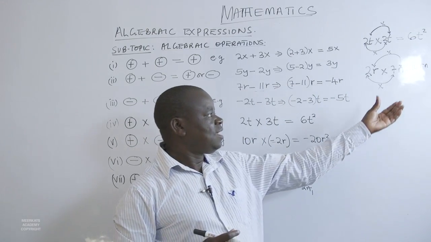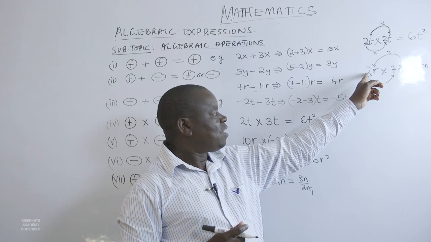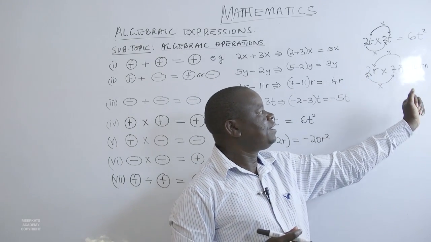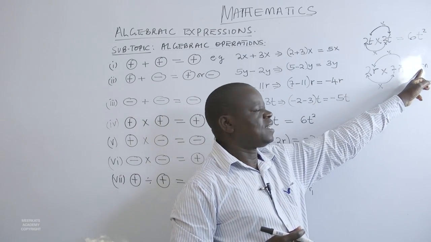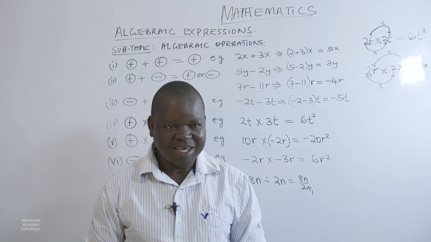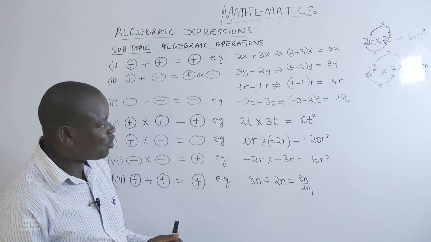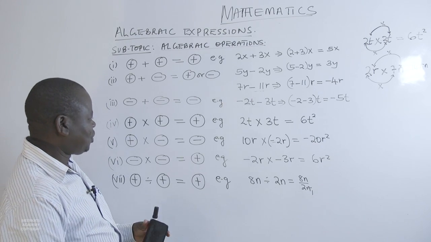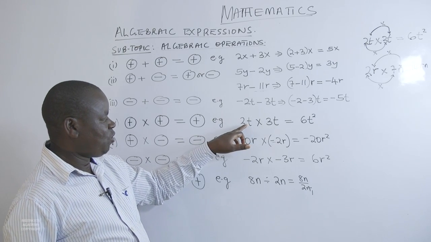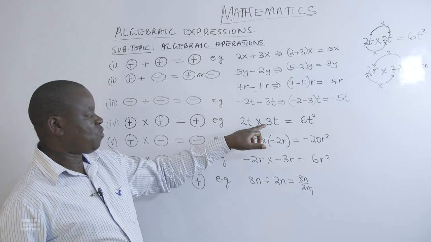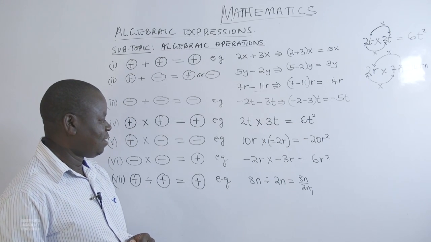So you can see that we have multiplied the coefficients first to get 14, and then multiply the pronumerals to get rn. That is how we multiply our algebraic expressions. So that's it, we have now here as an example that 2t multiplied by 3t, we are getting 6t squared.